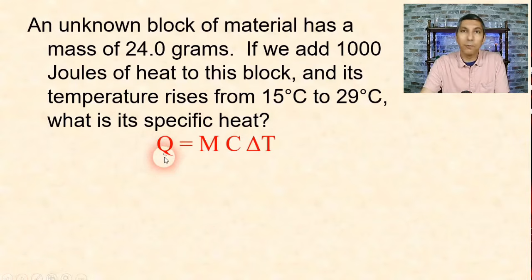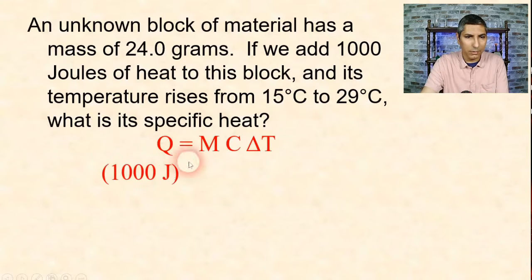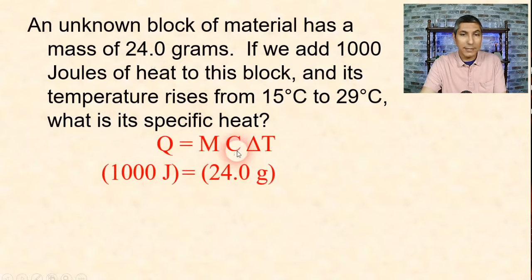Q is the number of joules, the heat energy in joules. So the problem says we're adding 1,000 joules of heat. So I'm going to plug in 1,000 joules for Q right here. Now M represents the mass of the material. The mass is 24.0 grams, so I'll plug in that for M. Now C is the specific heat, or the specific heat capacity, same thing, and the problem does not tell us what that is. In fact, we're being asked to calculate that. What is its specific heat?